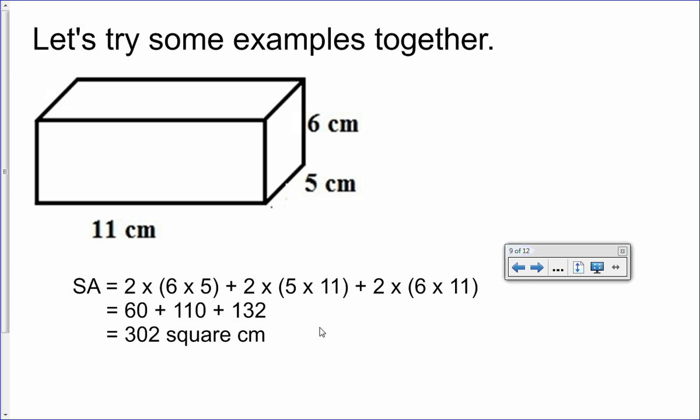Now, something else to look out for. You'll know that you're doing this right if you have 3 different combinations of dimensions here. Okay, 6 times 5, 5 times 11, 6 times 11. So I'm not repeating any of my combinations of dimensions here, I should say. It's a little bit different when we look at a cube, but we'll talk about that in class.